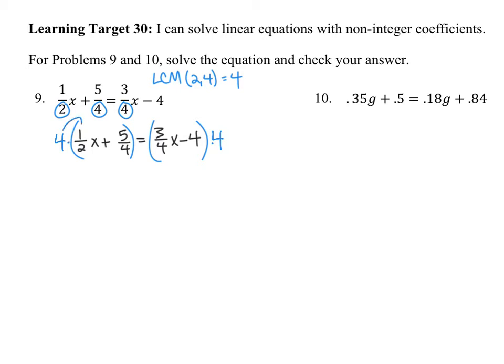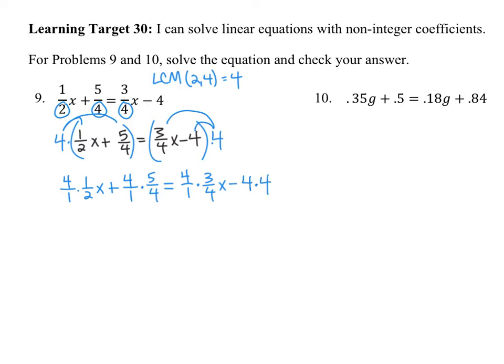So we have to do 4 times 1/2 x. So I'm going to write it out as 4 over 1 times 1 over 2x. Now I have to do plus, because there's a plus sign here. 4 over 1, and again I'm writing it as a fraction since I'm multiplying it by a fraction. So 4 over 1 times 5/4 equal to, on the right side, 4 times 3/4 x. So 4 over 1 times 3/4 x minus this time, because I have a subtraction sign there. And then this time, since it's just 2 integers being multiplied, I'm not going to write 4 as a fraction. I'm just going to write 4 times 4.